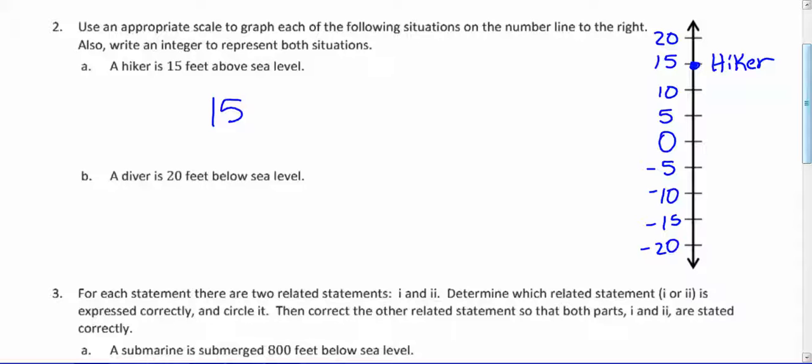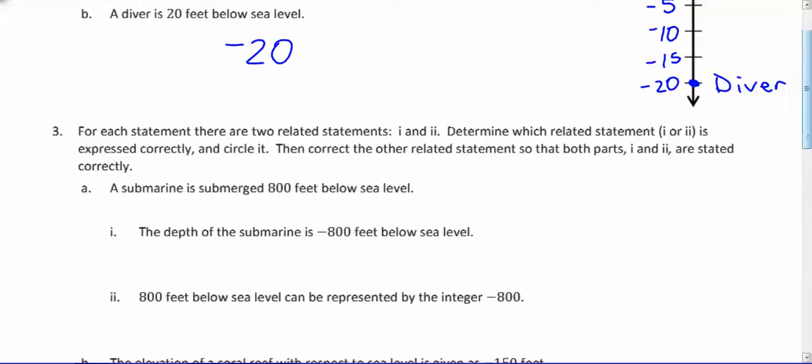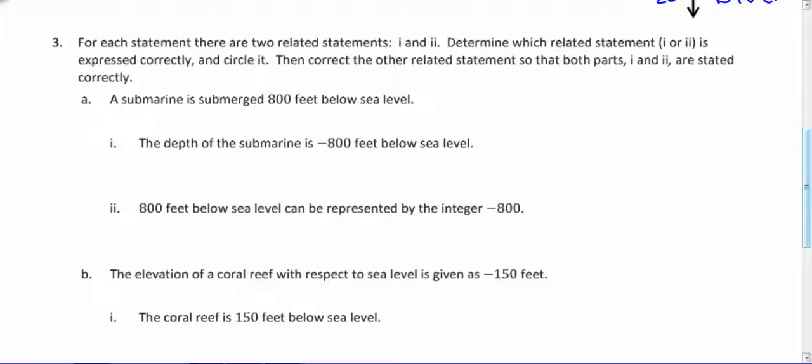All right, let's plot that over here on the thermometer. Negative 20, we're going to call that the diver. And what could I write at 0? Ava. Sea level? Very good, sea level. That is sea level. All right, we have to make sure we're reading the directions of these things correctly on your homework. The directions change, but this is another situation where you're dealing with double negatives and you've got to make sure you pick one, okay? Do you want to say that it's below sea level, or do you want to say the elevation is negative, whatever, okay? So we've got to make a choice here.